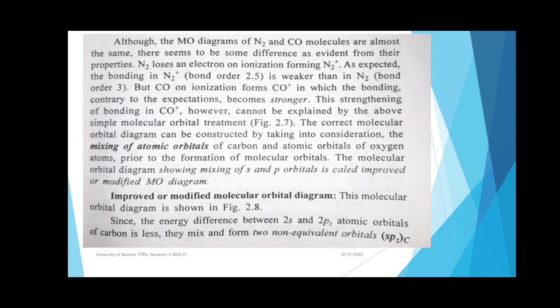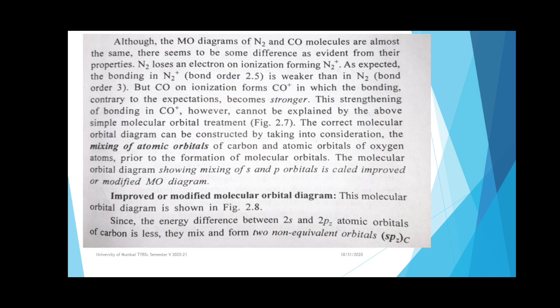N2 loses an electron on the ionization process to form the N2 plus ion. When the N2 plus ion is formed, its bond order becomes 2.5, which is weaker than what? N2. For N2 the bond order is 3, N triple bond N. But for the CO molecule, when an ion like CO plus is formed, its bond order goes on increasing more than expected. As a result, we can conclude that the MO diagrams of both molecules will not be the same. There is some point where the diagrams are different.